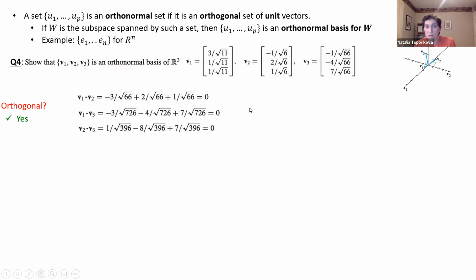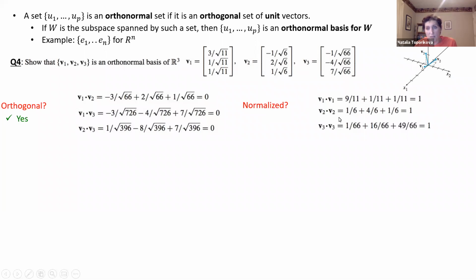Okay, are those unit vectors? Or normalized vectors? Let's just calculate their length, which is just the dot product of each vector v1, v2, or v3 with itself. Let's look at the length of the first vector. It seems to be equal to 1. The length of the second vector, 1. The length of the third vector, still equal to 1. So again, our answer to our question is yes, it is normalized. All 3 of them are unit vectors. So that's enough to show that the 3 vectors form an orthonormal basis, orthogonal and normal. We are set to go.